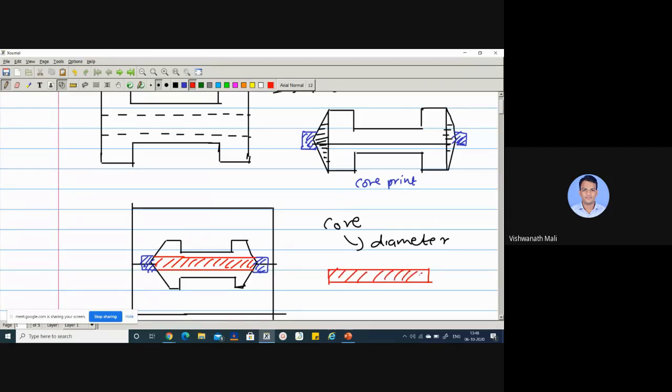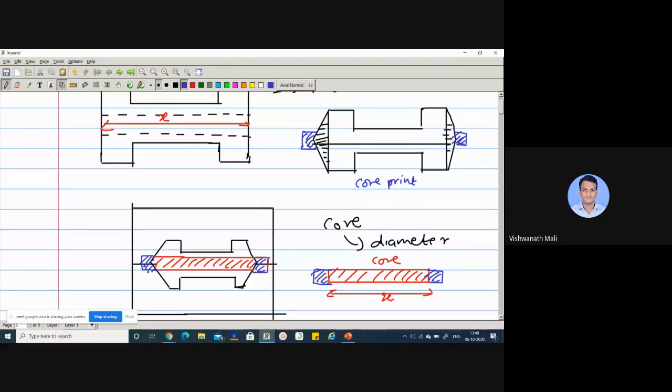This is our core. And what is this length? Suppose this length is x, and this total length is also x. Now we need to support this core in order to withstand it in the mold. What we need to do? We need to provide the extra length. Its material is the same, only the length changes.